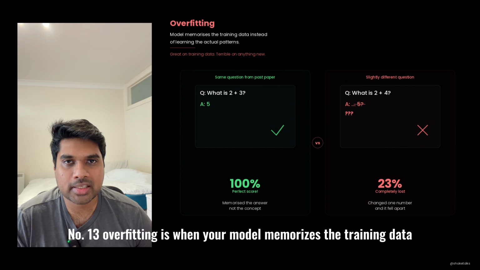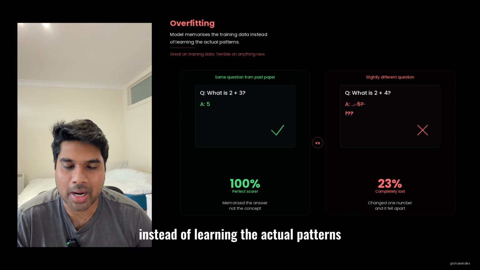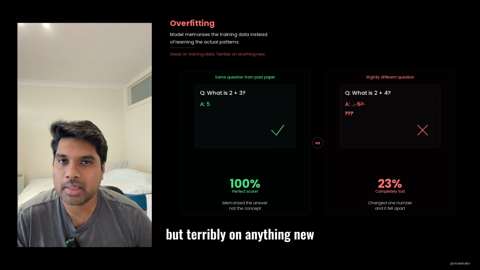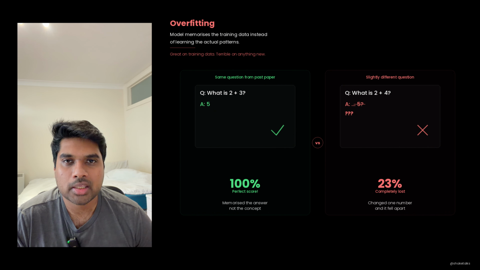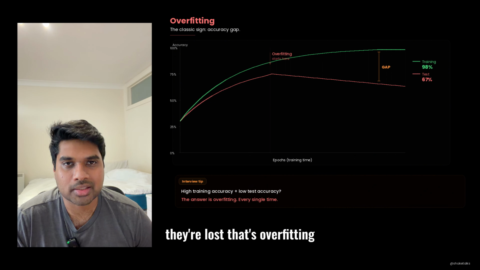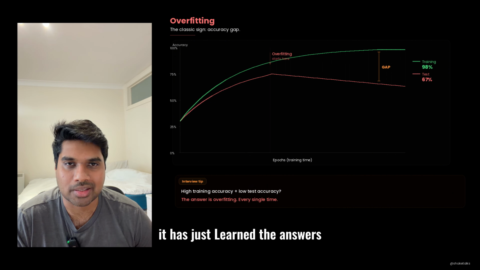Number 13, overfitting is when your model memorizes the training data instead of learning the actual patterns. So it performs great on training data, but terribly on anything new. Think of that student who memorizes every past exam paper word for word. Ask them the exact same question, perfect score. Change one number in the question, they are lost. That's overfitting. The model hasn't learned the subject, it has just learned the answers.